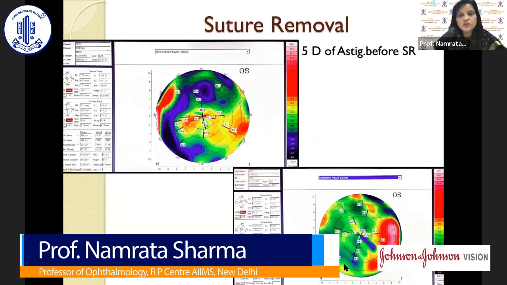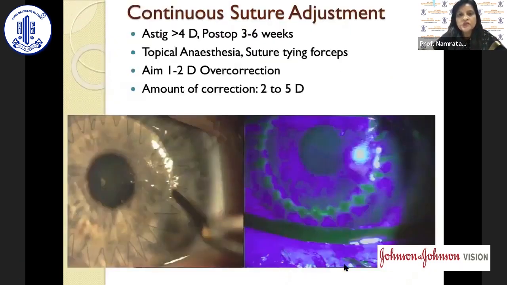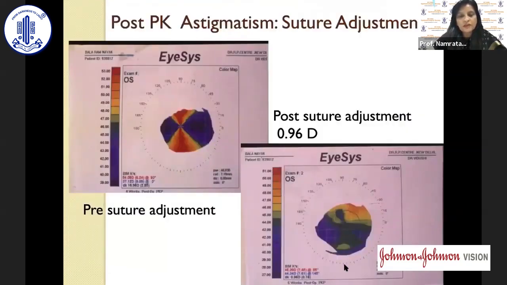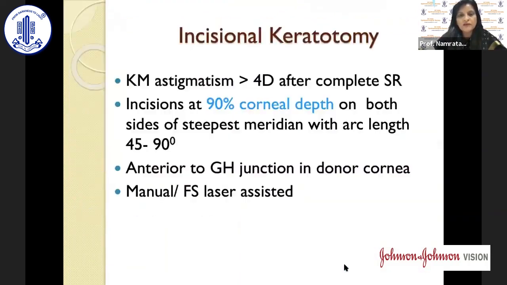So this is after suture removal. The astigmatism has decreased from 5 to 1 diopters. Then in case of continuous suture adjustment, one can use a jeweler's suture tying forceps to actually titrate the tension, so that from the area where the suture is tight, you move it to the area where the suture is loose. And this corrects about 2 to 5 diopters of astigmatism. And this is just to show the same, how the cornea has become flattened.